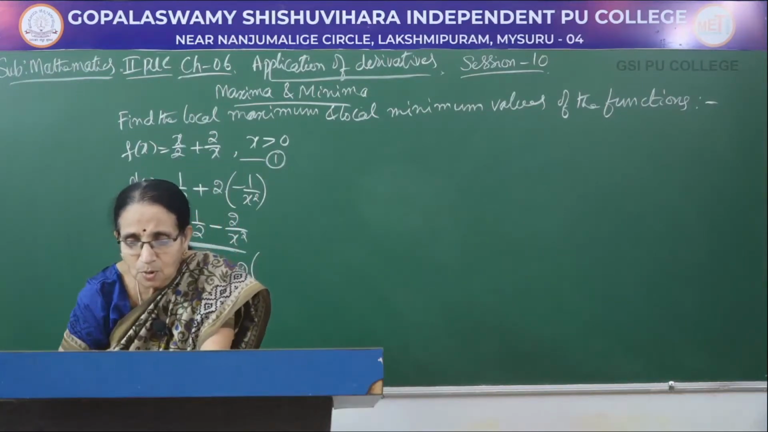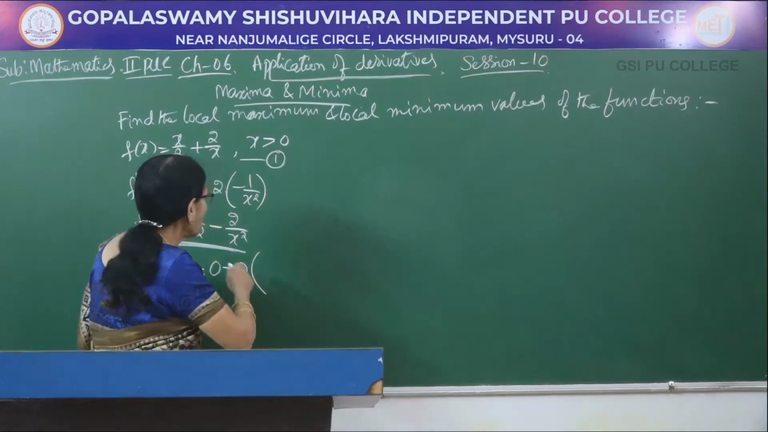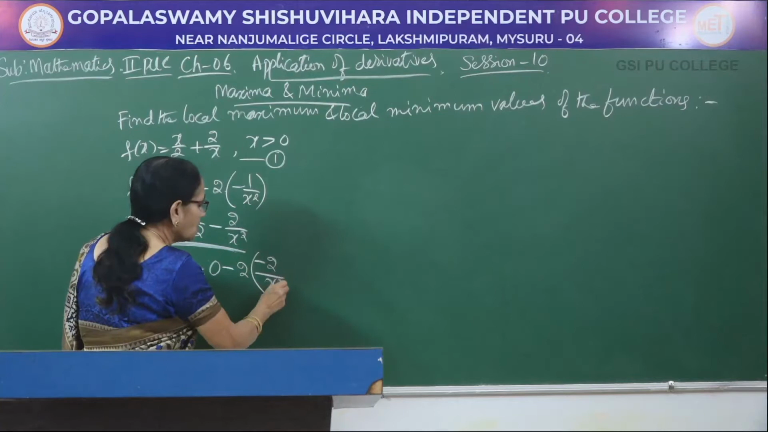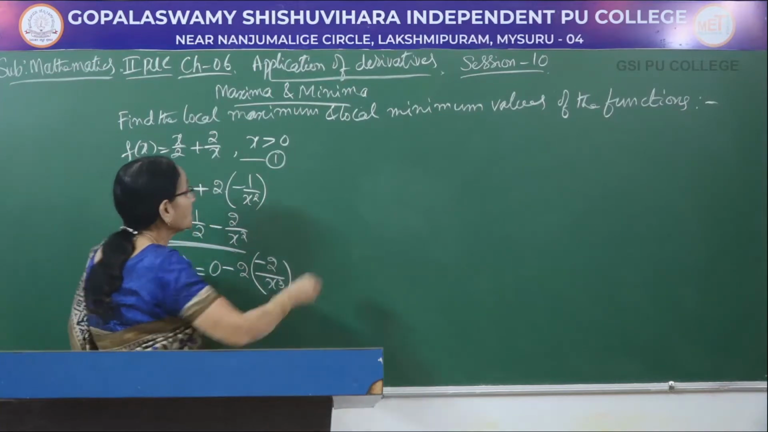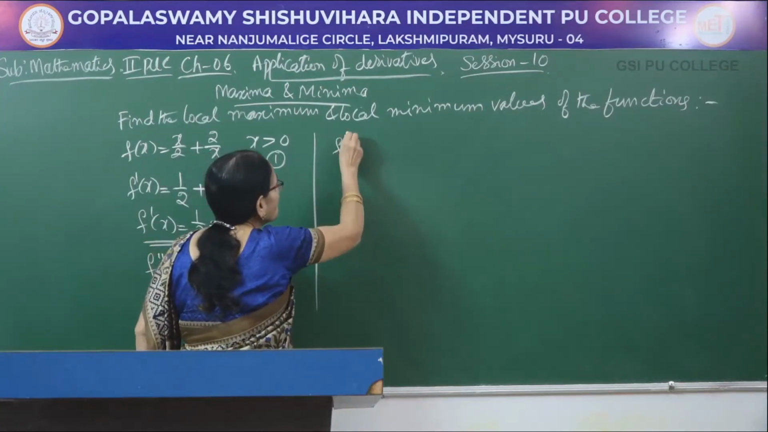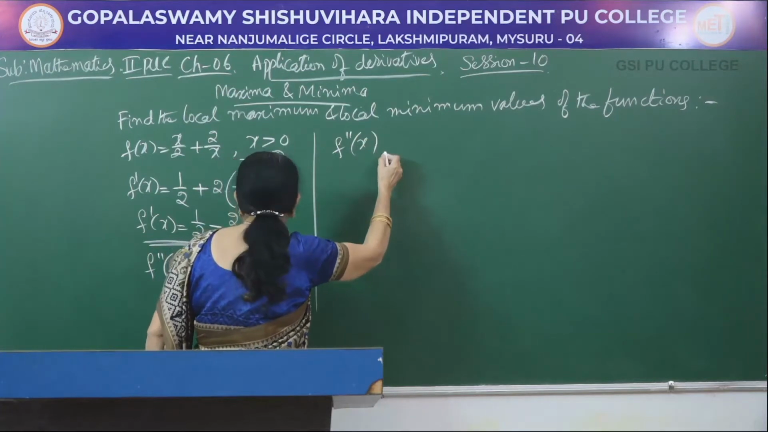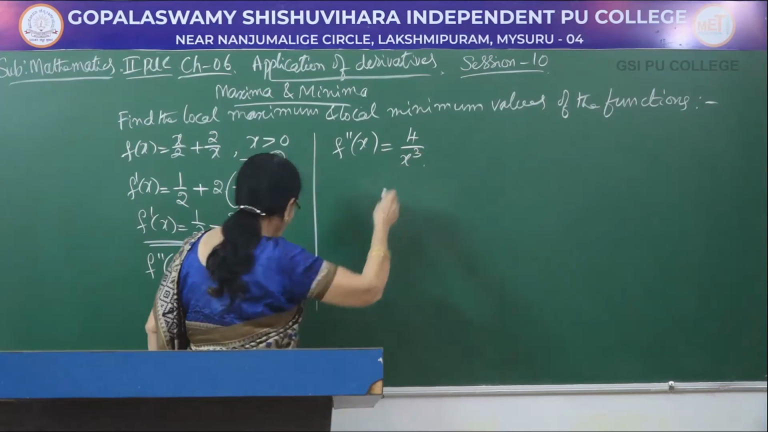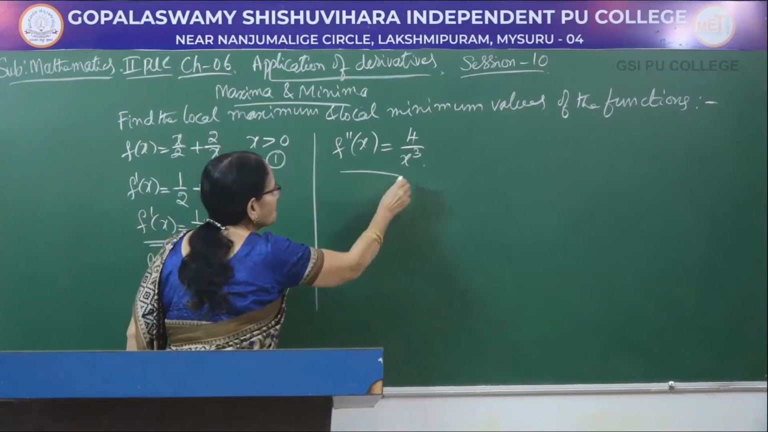So, the same procedure I am following here also. Here 2, write it as minus 2 and x square becomes x cube. So, the second derivative in this case, f double dash x, would be equal to minus of minus, plus 4 divided by x cube. Now, this is the second derivative.